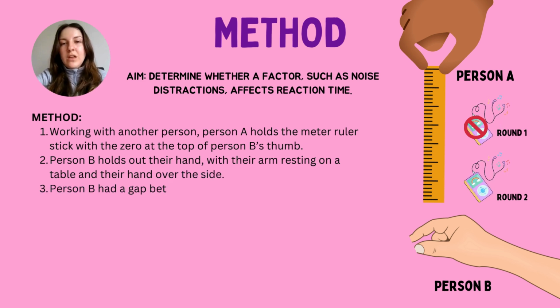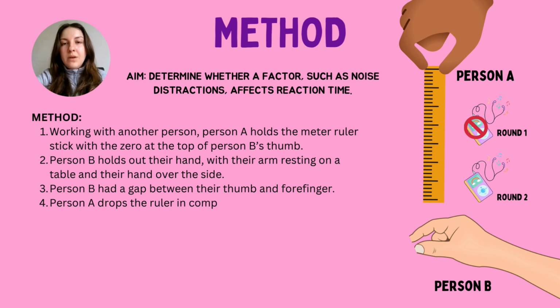I'm going to show you some data in a moment. So the first thing you want to do is work with another person, and you're going to label yourselves A and B, and you can see that in the diagram here. Person A will hold a meter ruler stick with the 0 at the top of person B's thumb, and you can see that in the diagram there.